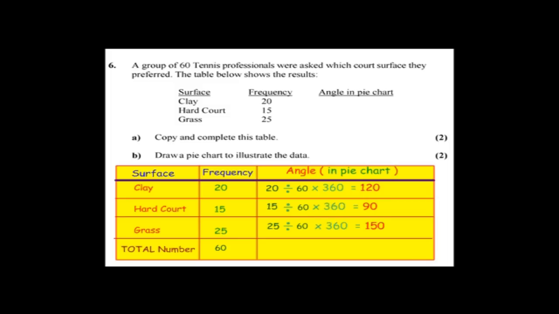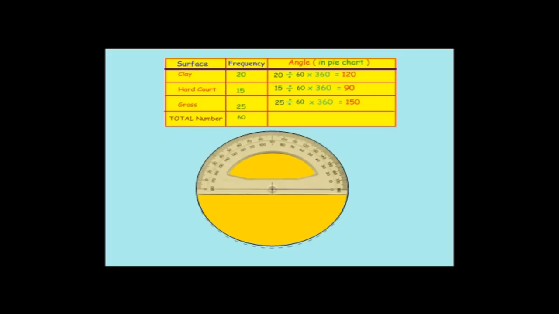We've now to draw a pie chart to show the data. Place our protractor over the circle. And first of all, we want to measure an angle of 120 degrees. And that will be on the inside scale. And then we mark this with clay.